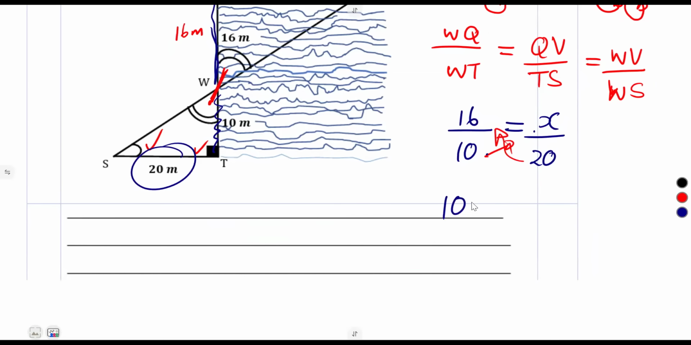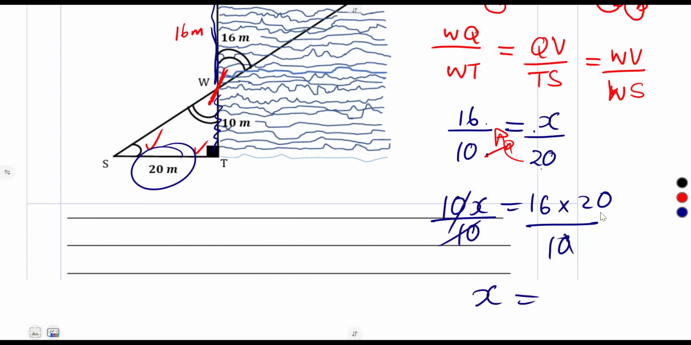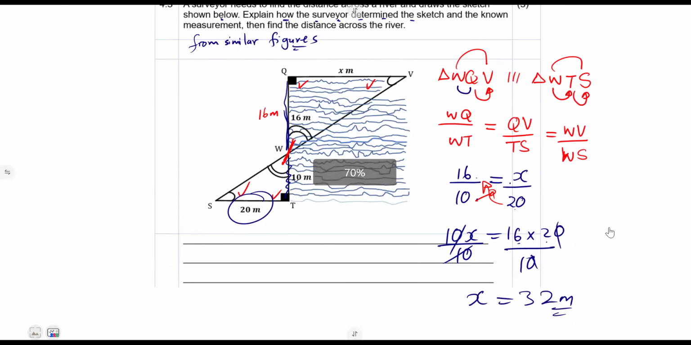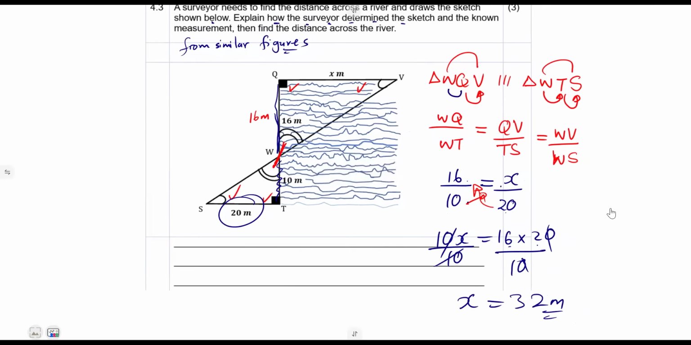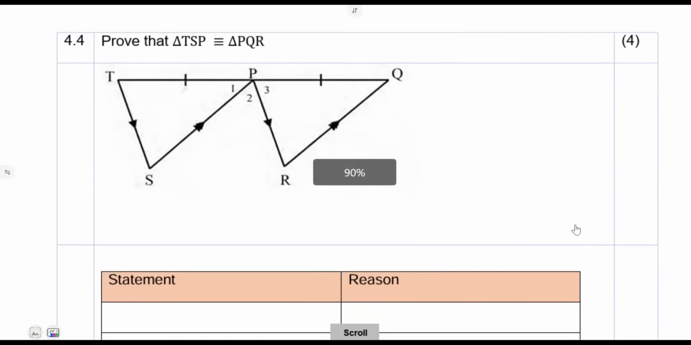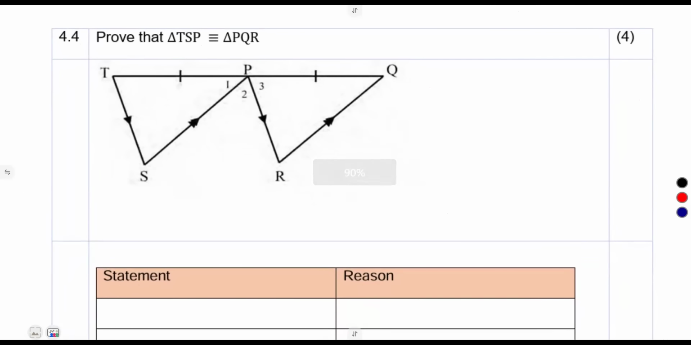10X is equal to 16 times 20. Then we're going to divide by 10. So that's our X. Depending on your calculation, at the end you're going to get 32, 16 times 2. So that's 32 meters. Okay, that is it from similar figures. They wanted us to use the idea of similar figures.